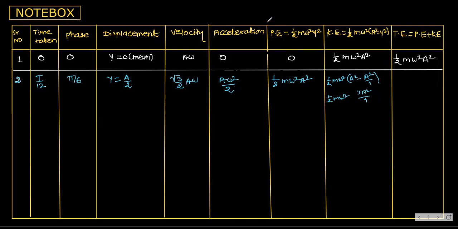Understood? Do it yourself and check it. So what you are getting? 3 by 8 m omega square a square. And now the sum of 1 by 8 and 3 by 8 means again here how much you are getting? Half m omega square a square. Okay, so next one.